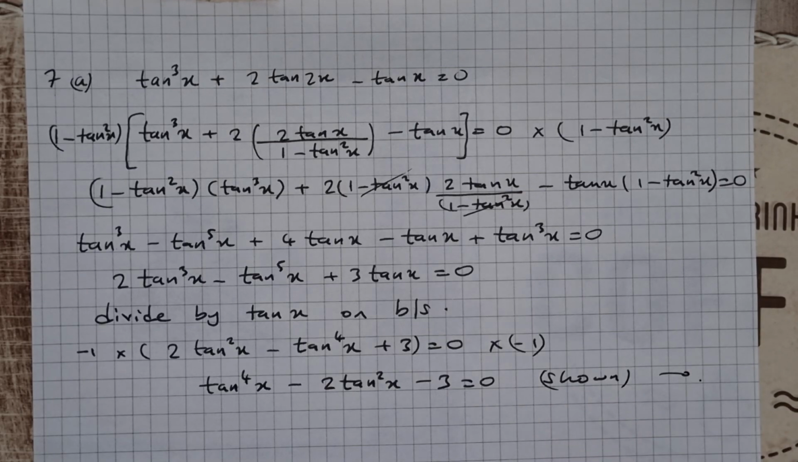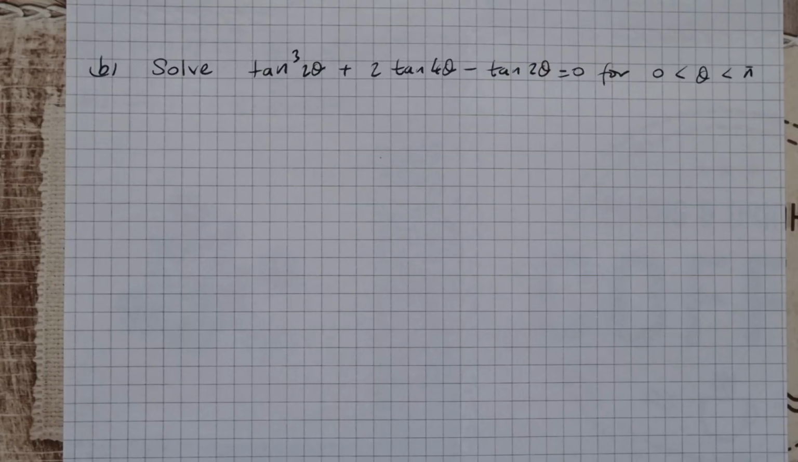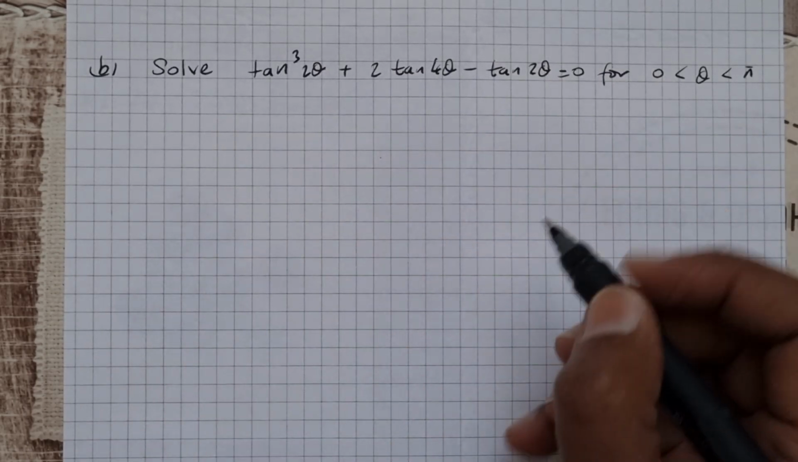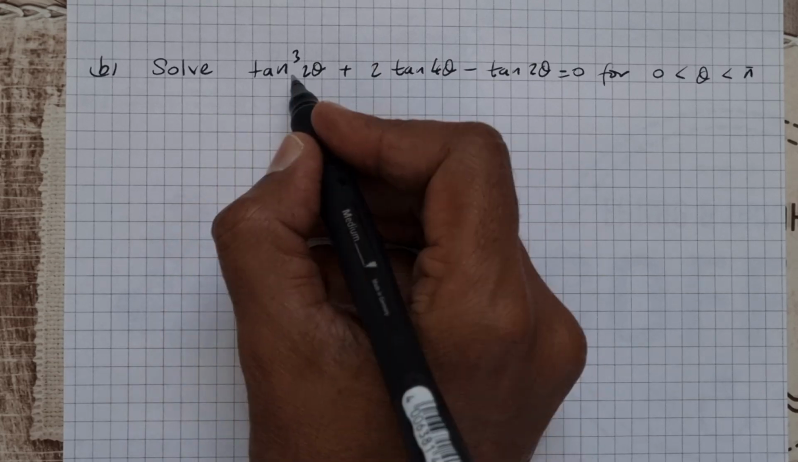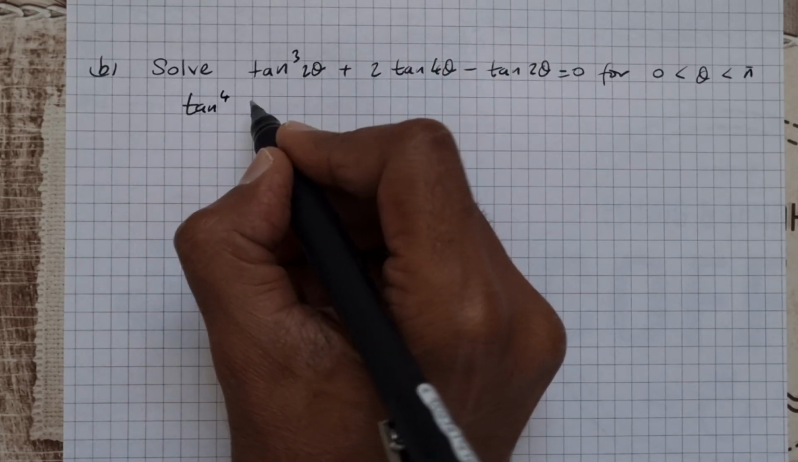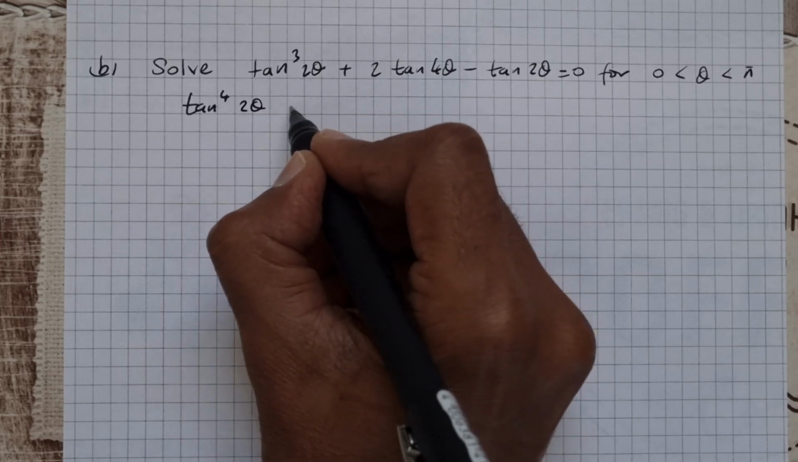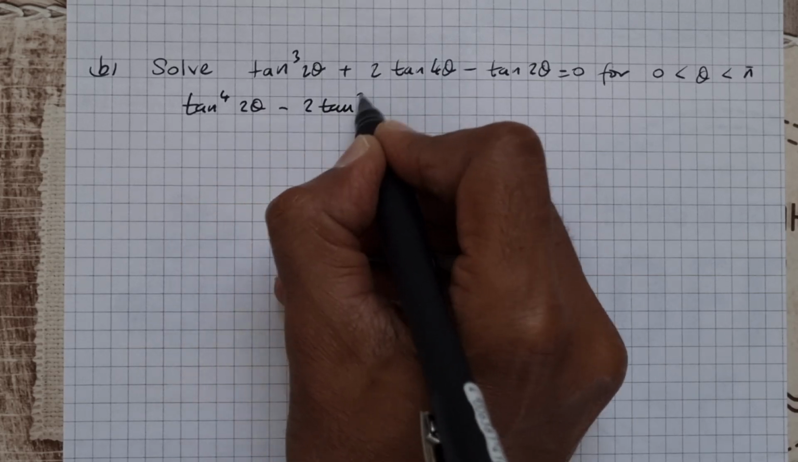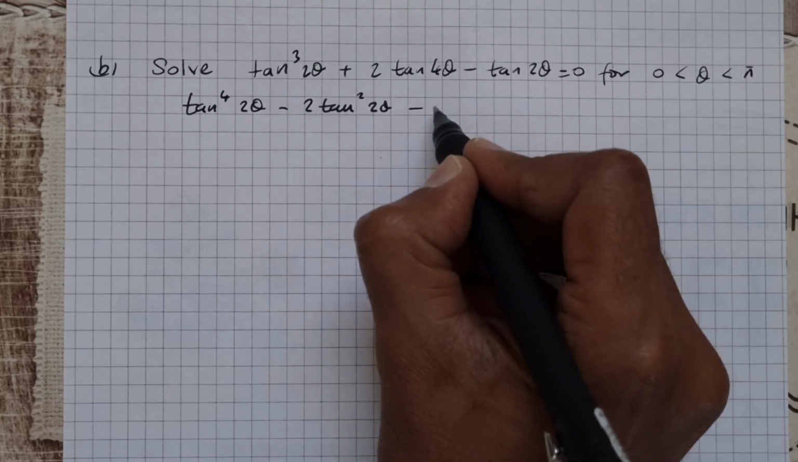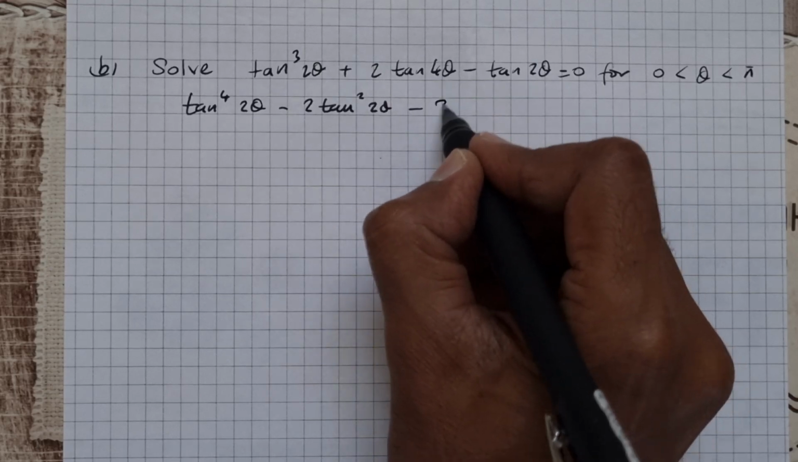So here we are for part A of the question. Now part B of the question, we need to solve this equation. This equation is identical to the first part A, so we can rewrite this equation as tan to the 4 2 theta minus 2 tan square 2 theta, and then minus 3 is equal to 0.